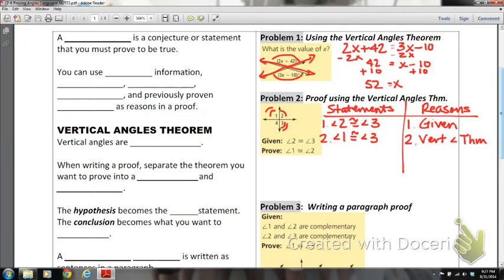So now the last statement that we want to prove is that angle 1 is congruent to angle 2. So we can do that now in this statement. Because we have angle 1 is congruent to angle 3, and angle 2 is congruent to angle 3. So since both those angles are equal to the same angle, then they have to be equal to each other. So we can make the statement that angle 1 is congruent to angle 2 because of the transitive property of congruence.